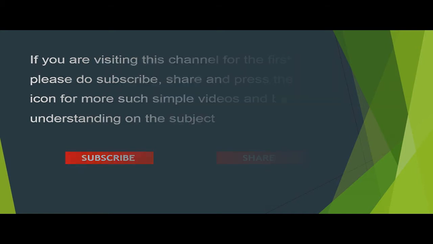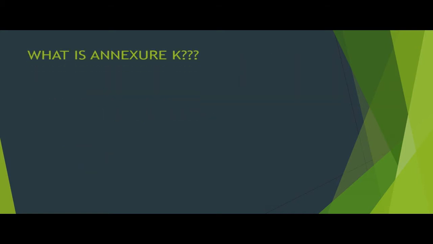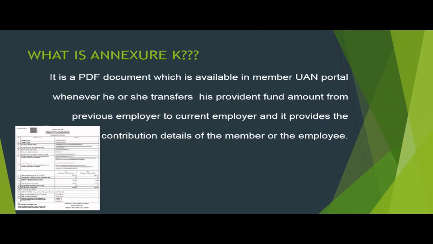Let us begin with the video and understand what is Annexure K. This is a PDF document which is available in the member UAN portal whenever he makes a transfer of the provident fund from the previous employer to the current employer, and this provides the contribution details of the member.